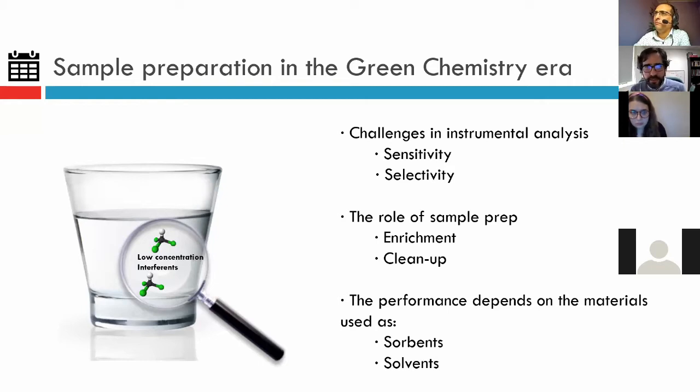The performance of all these sample treatments depends on the materials that we are using. It depends on the type of sorbent, if we are working in the solid phase extraction context, or the type of solvents, if we are talking about liquid extraction techniques. And interestingly, ionic liquids may participate in both processes, because I will explain how we can use ionic liquids as solvents, but also as sorbents if we immobilize them in an appropriate support.